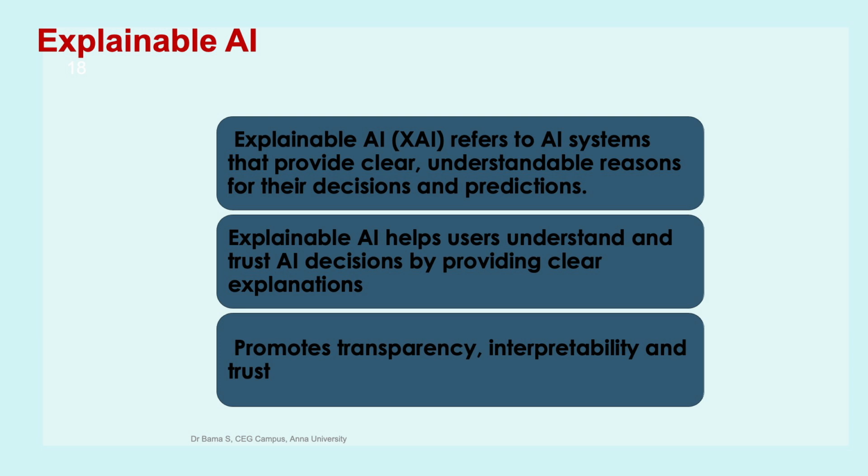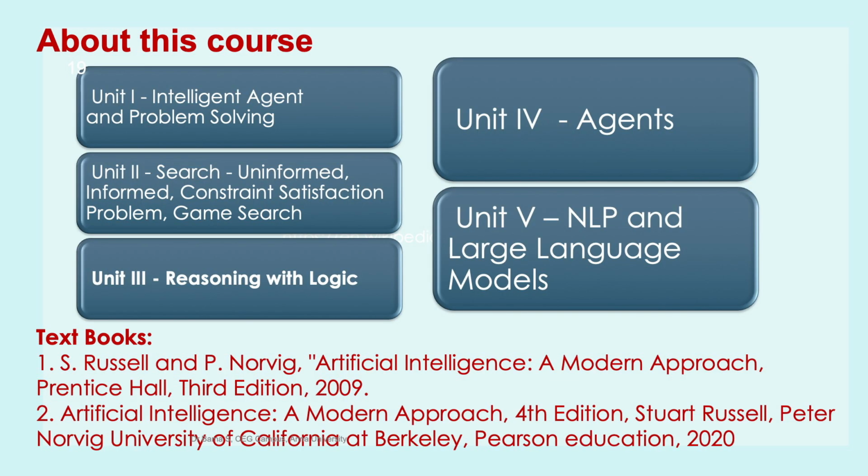And once we have explainable AI, some of the ethical disadvantages would be cleared off here. For example, it can promote transparency, it can be more interpretable, and we can trust the system. So far we have seen the trends as well as the future trends in terms of ethics and explainable AI. With this introduction, we will start this course, and there are 5 units in total in this course.